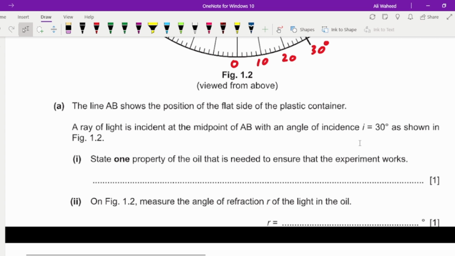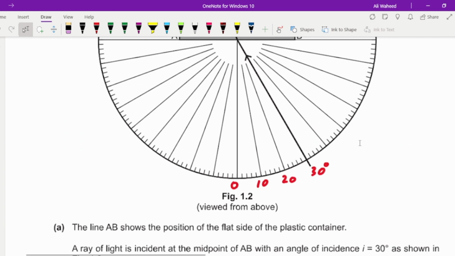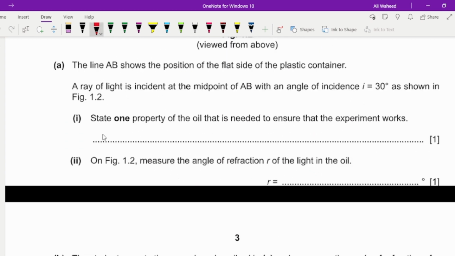State one property of the oil that is needed to ensure the experiment works. Oil has to be transparent. Otherwise, we won't be able to see what happens to the rays of light, or what happens to the angle of incidence and the angle of refraction, if it is not transparent or not colorless. So it must be transparent, just like the glass block.